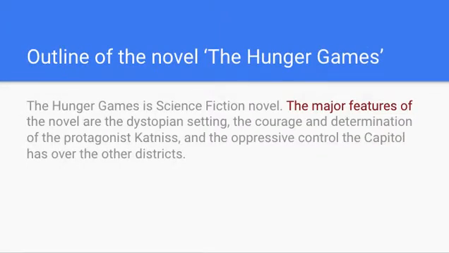I've just provided a quick example of an outline of the novel The Hunger Games. The Hunger Games is a science fiction novel. The major features of the novel are the dystopian setting, the courage and determination of the protagonist Katniss, and the oppressive control the capital has over the other districts. Here you can see that I've highlighted in red one of the phrases that we use to outline.